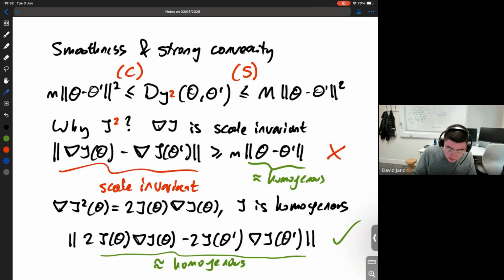And now note that if we look at the gradient of j squared, well, that's just twice j of theta times the gradient of j. J of theta itself is homogeneous. It just scales with theta. It's just an inner product. And so now this here, which is just the norm difference between the gradient of j squared at theta and theta prime, this is now approximately homogeneous in the sense that it scales the same with the norms of theta and theta prime as the right-hand side. So there is now hope that you can get this inequality to work.